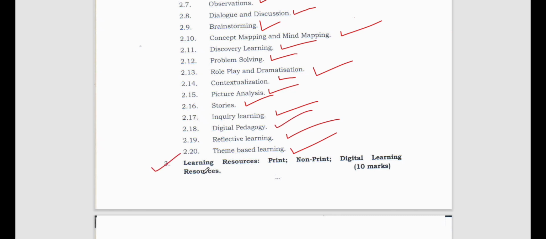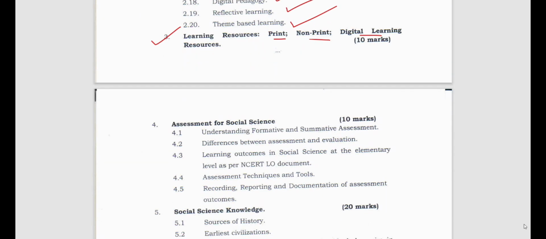Now number 3, we have learning resources: print, non-print, digital learning resources. So what are the different types of resources? Learning resources: printed, non-printed, digital learning resources, the slides, the screen, right? Everything we have to study, whatever resources are available in enhancing our learning of social science. All right, this will be for 10 marks, remember.